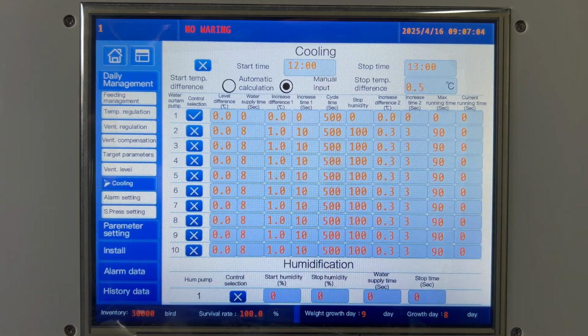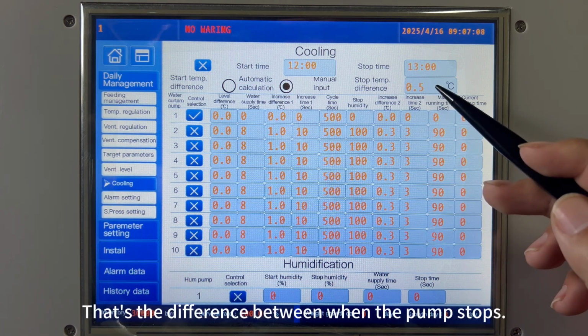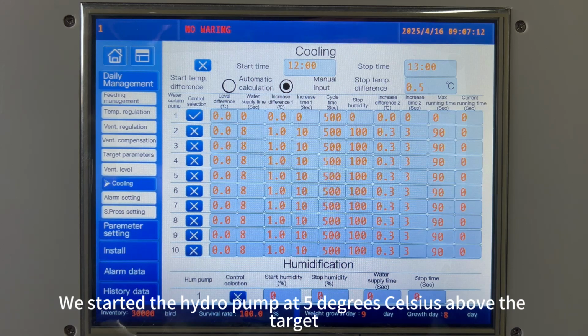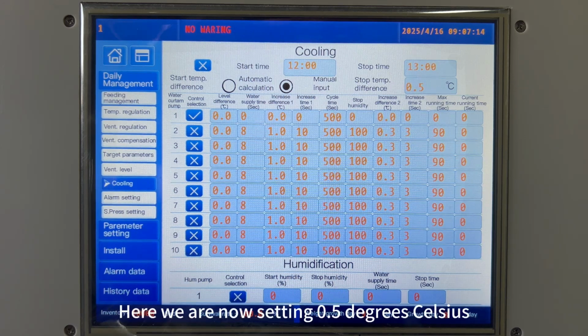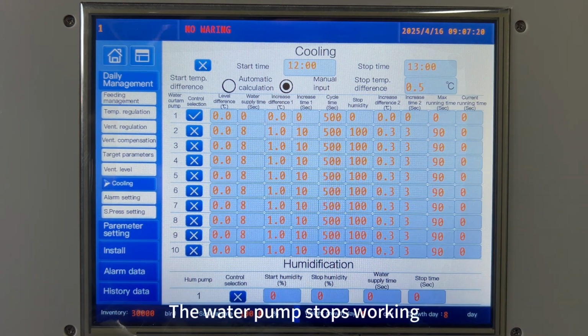Stop temperature difference. That's the difference at which the pump stops. For example, we started the water pump at 5 degrees Celsius above the target. Here we are now setting 0.5 degrees Celsius. That's 5 degrees Celsius minus 0.5 degrees Celsius. The water pump stops working.